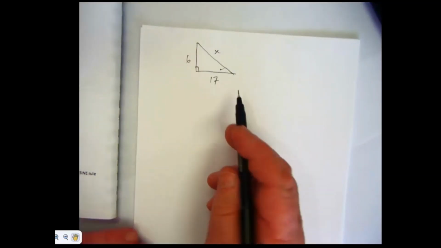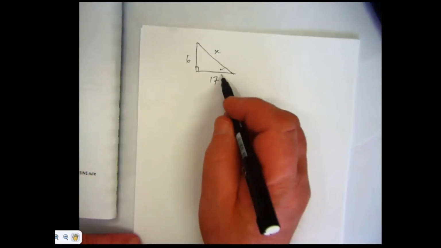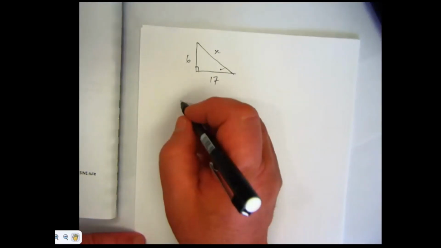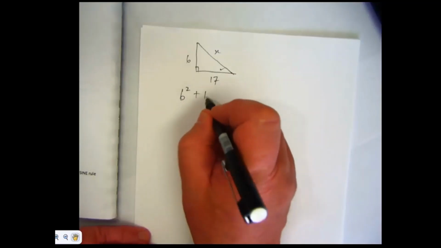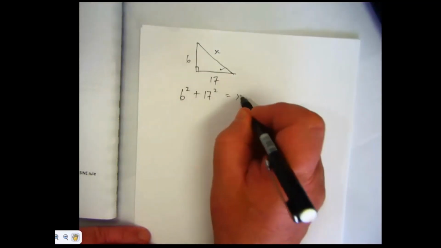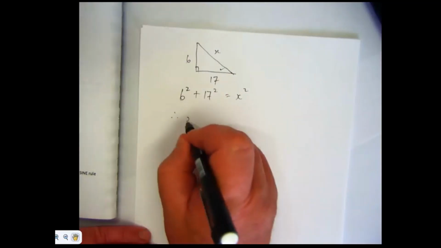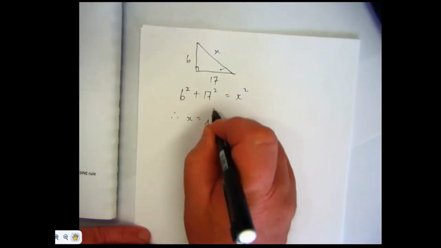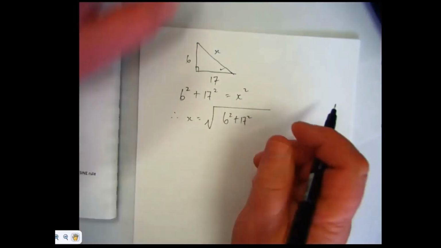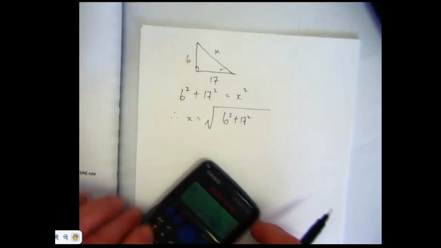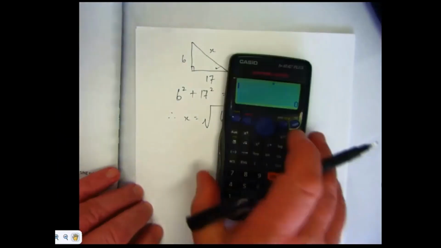The simplest way to do this, there are a number of ways, but the simplest way is to use Pythagoras. So we can say, oh, that's right, Pythagoras. 6 squared plus 17 squared must equal x squared. Therefore, x will equal the square root of 6 squared plus 17 squared. And again, on the calculator, you should be able to do this in one hit.